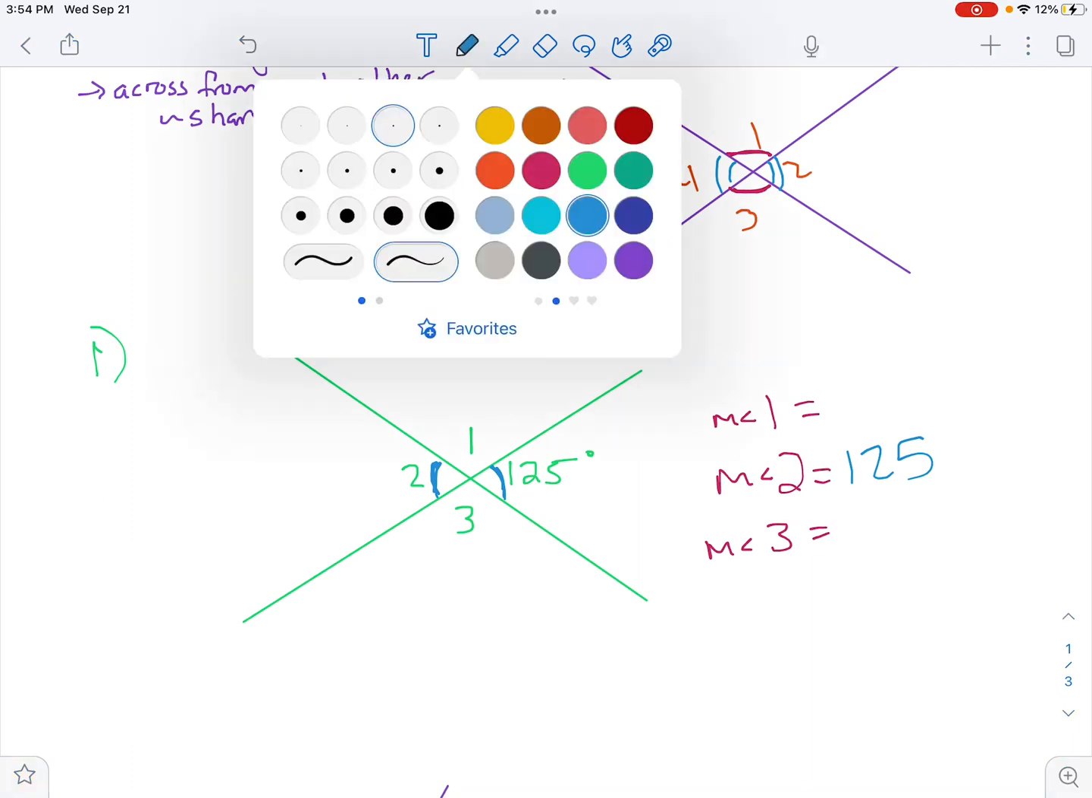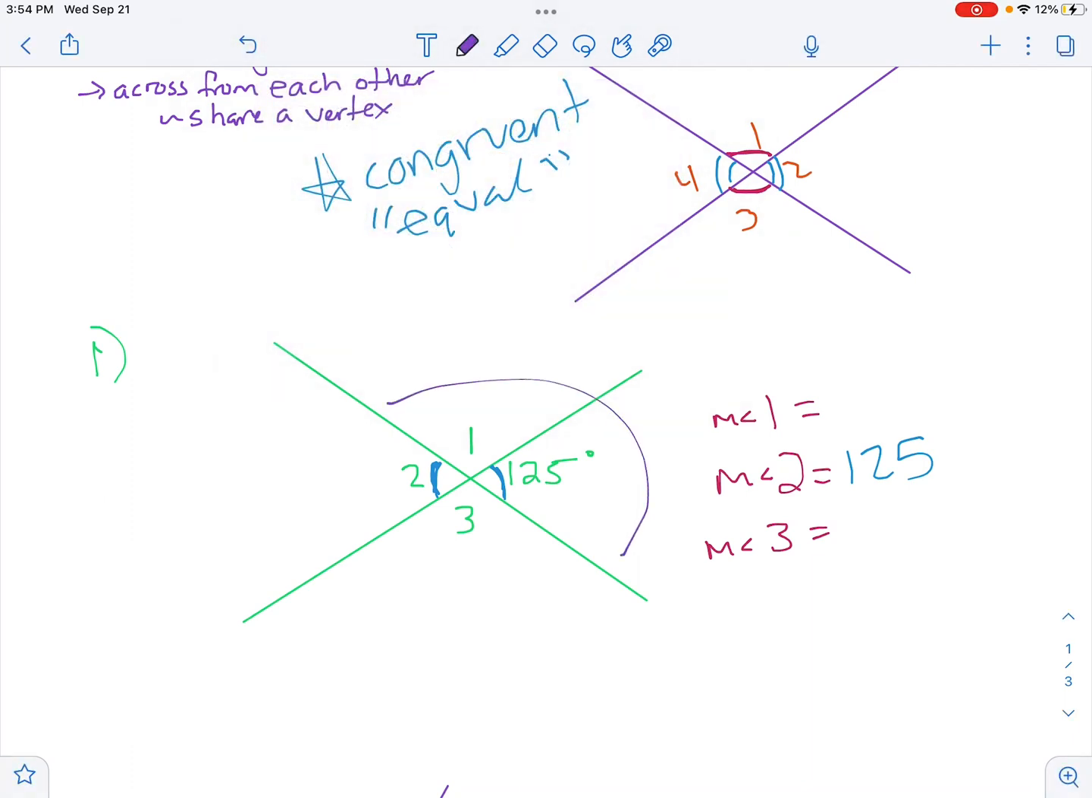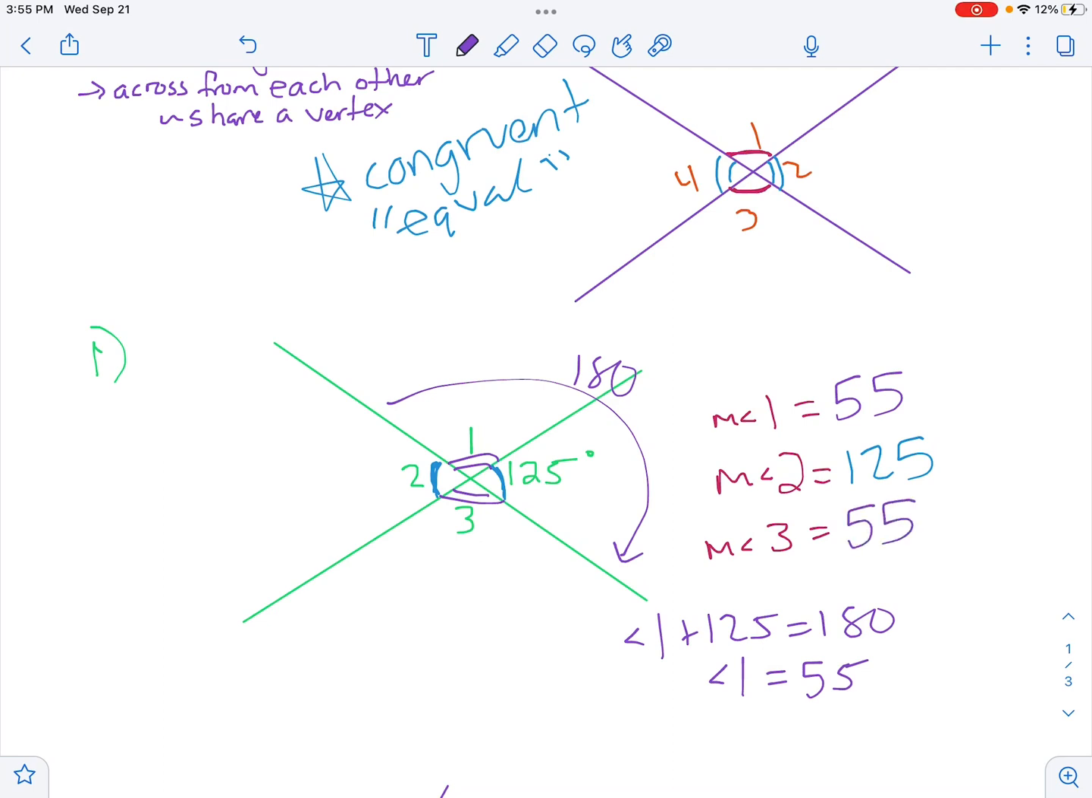Now I also see lovely straight lines. So here's one straight line, and I know a straight line is 180 degrees, which means angle 1 plus 125 is going to be 180. So I can subtract that 125 over to be left with 55 degrees for angle 1. Now what else do I notice? Angle 1 is across the street from angle 3. It's across from it, which means it's vertical. And I know vertical angles are equal, so angle 3 would also be 55.